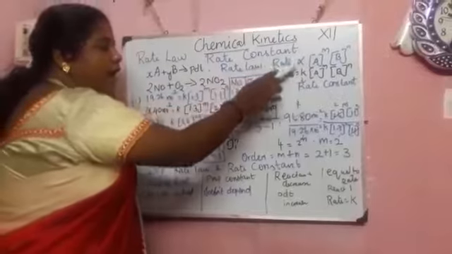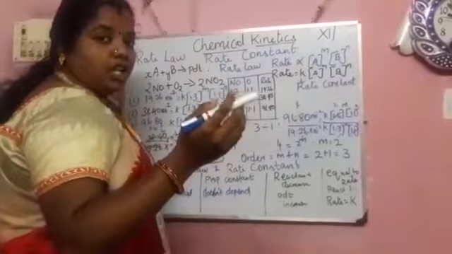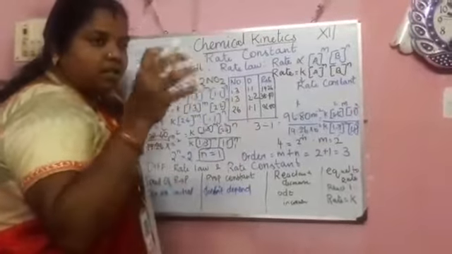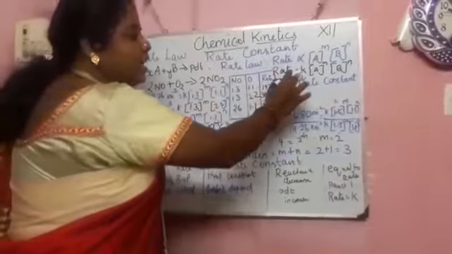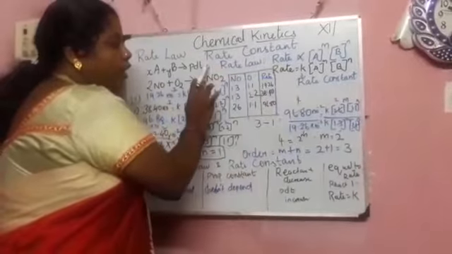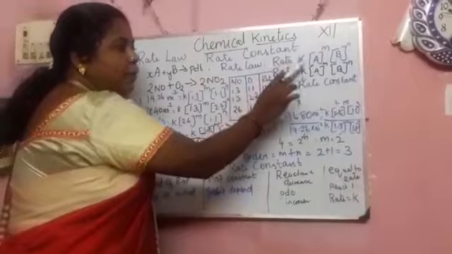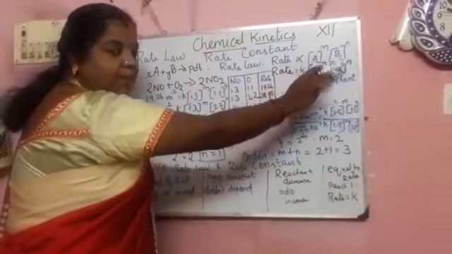Next, when we remove the proportionality, we introduce a constant, which here is K. So according to the rate law, the rate is directly proportional to the concentrations of A and B.